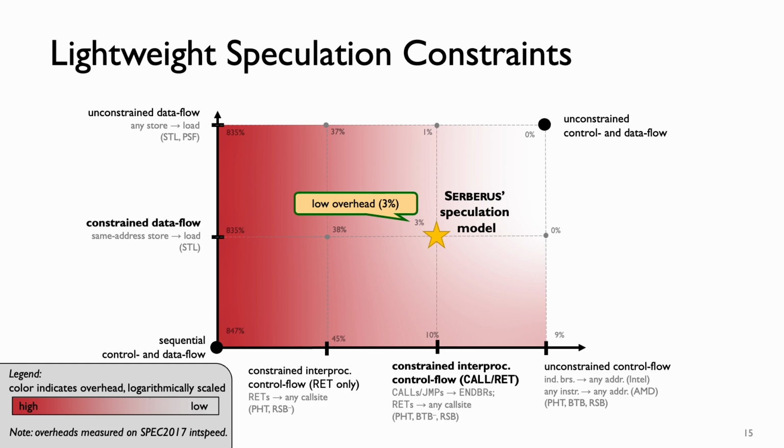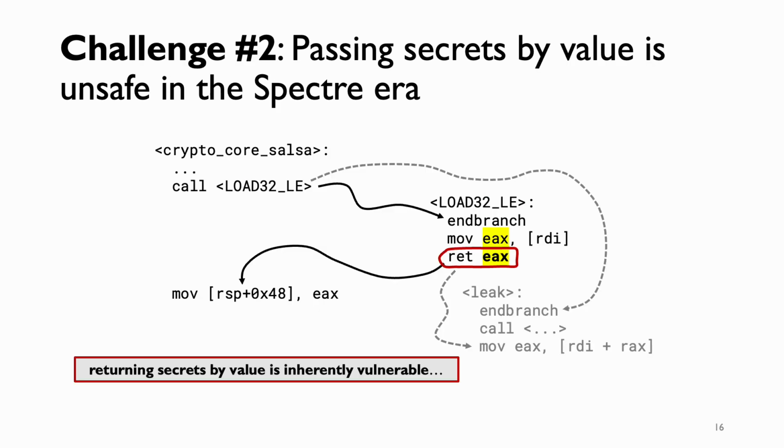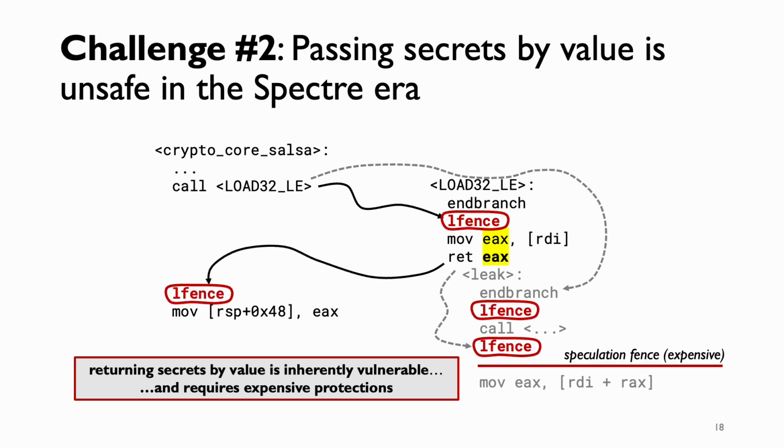So 3% overhead. Now let's move on to the second challenge, which is that passing or returning secrets by value is inherently vulnerable to Spectre, since calls and returns are easily mispredicted to transmitters that'll leak the secret. So preventing this leakage is expensive. To do so, we'd have to insert speculation fences at every call and return target in the program.